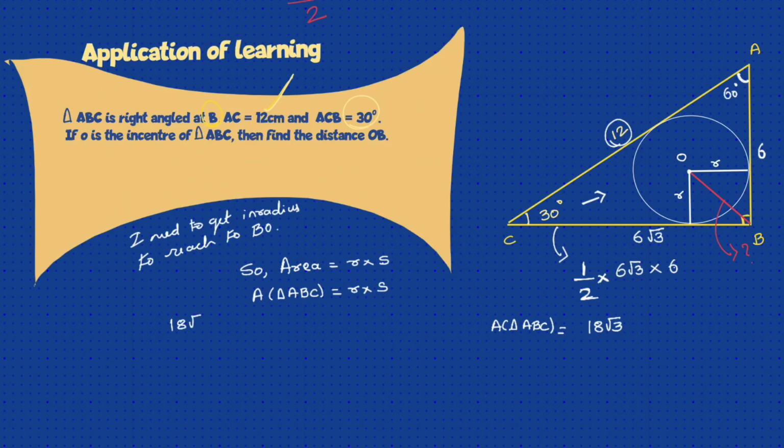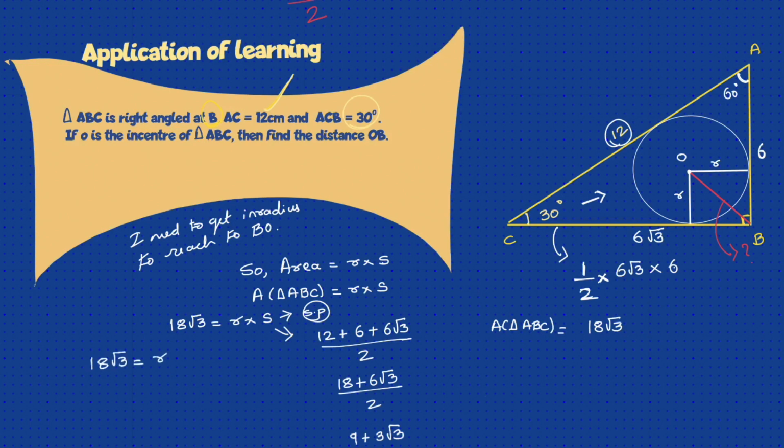But the same area of triangle ABC could be written by one more formula. We had seen the formula for inradius: R into S. So 18 root 3 is equal to R into S. But S we know is nothing but the semi-perimeter. So perimeter, you write all the sides: 12 plus 6 root 3. Semi-perimeter is divided by 2. 18 plus 6 root 3 divided by 2 is nothing but 9 plus 3 root 3. So I have 18 root 3 is equal to R into 9 plus 3 root 3.